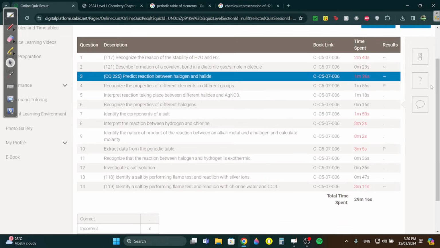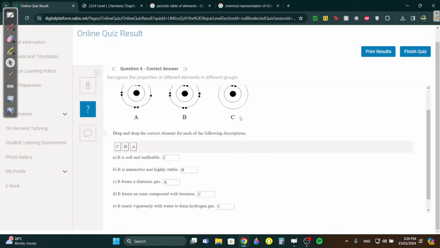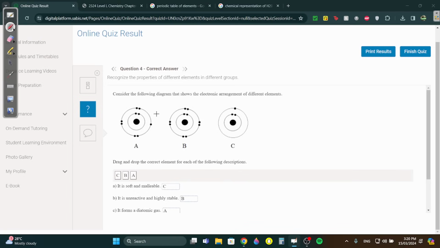Question 4. Did I just do 3? Yeah, I did 3. Question 4. They gave you 3 elements here. What you want to look at is the outer shell. You have 1, 2, 3, 4, 5, 6, 7. This one has 7. You have here 8. If you count them, 1, 2, 3, 4, 5, 6, 7, 8. And you have 1 here.